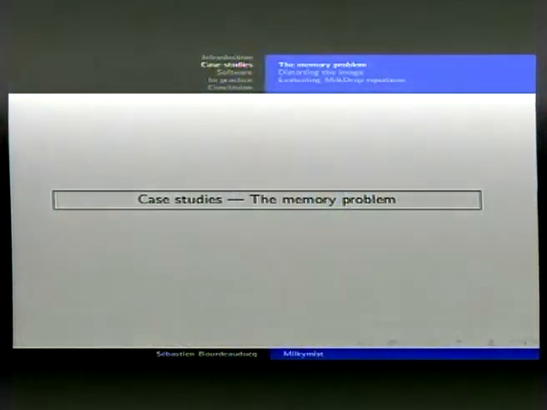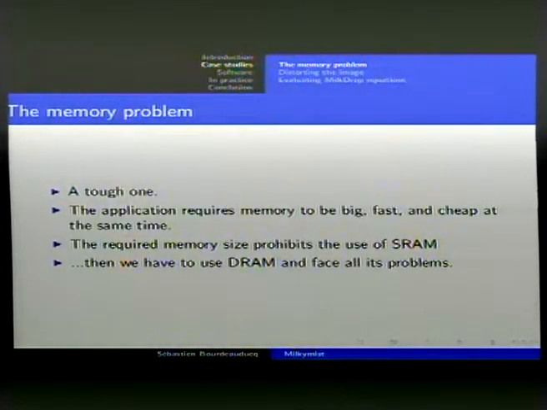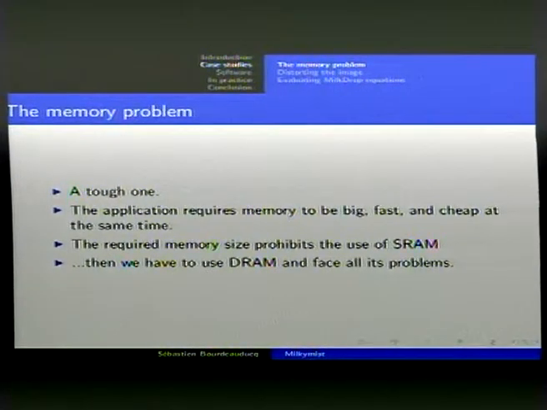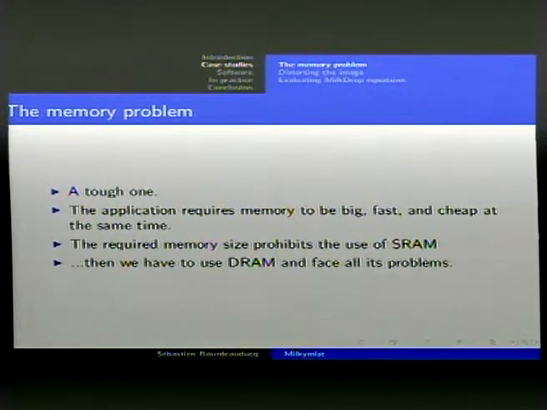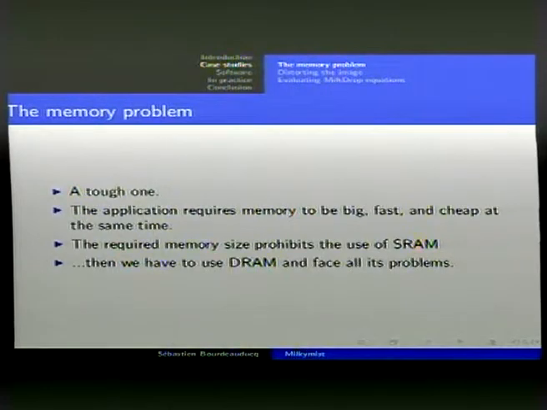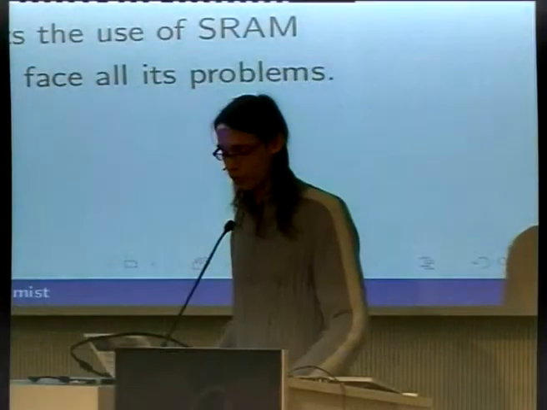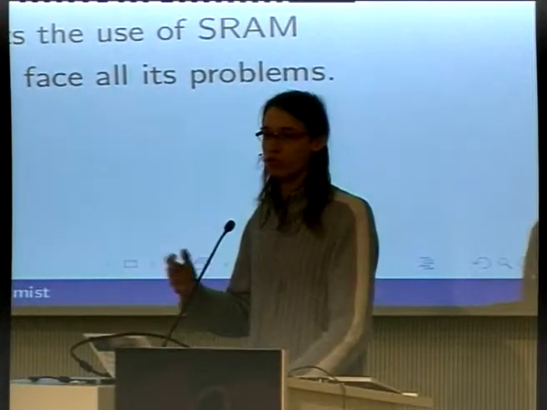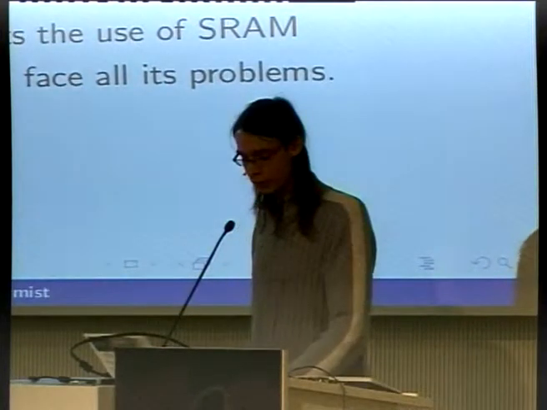So now, as I said, I will start with studying some cases. And first, as I said, the memory problem is a very tough one. So I will explain a bit how you could solve it. The application requires memory to be big. You need a lot of memory for textures, frame buffer, and the like. Fast and cheap, because I want the device to be accessible to most people.